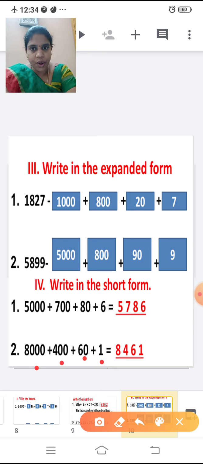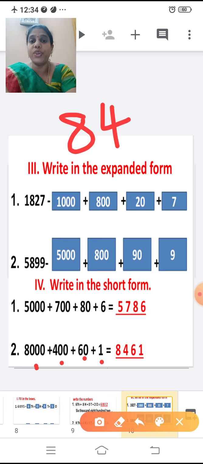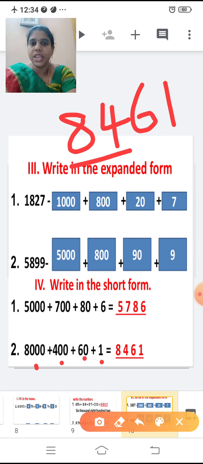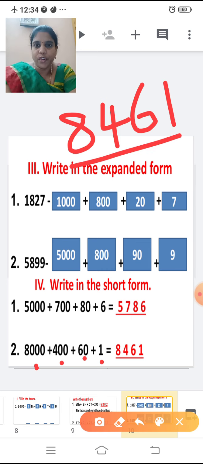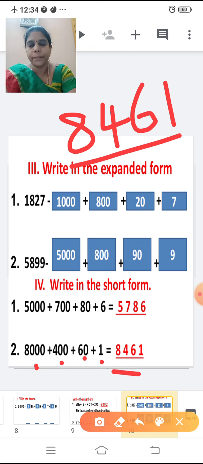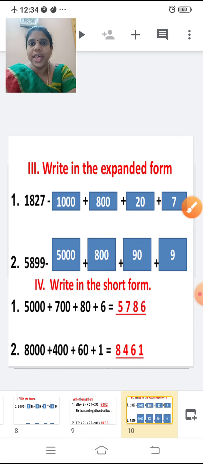8000 plus 400 plus 60 plus 1. Shall we write the face value? What is the face value of 8000? 8. Face value of 400 is 4. We are going to write only the face value. And for 60, 6. And for 1, 1. So the short form is 8461.